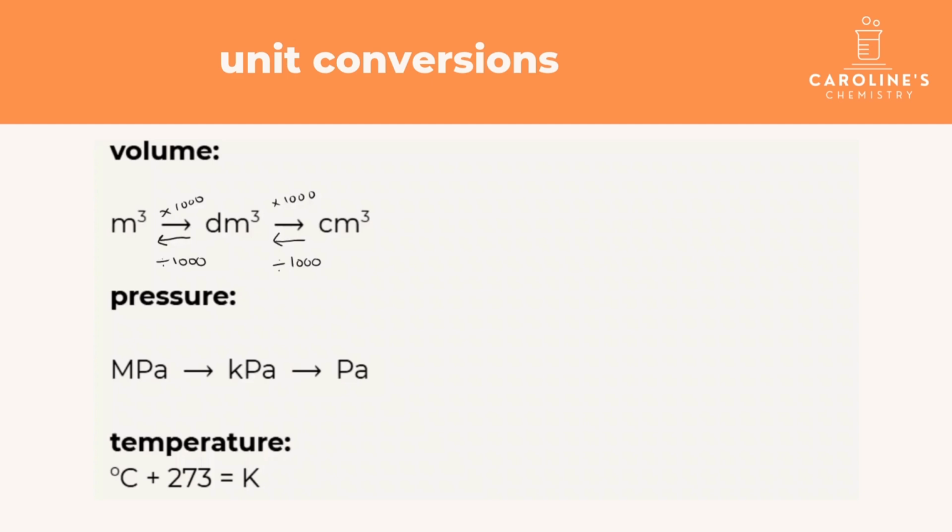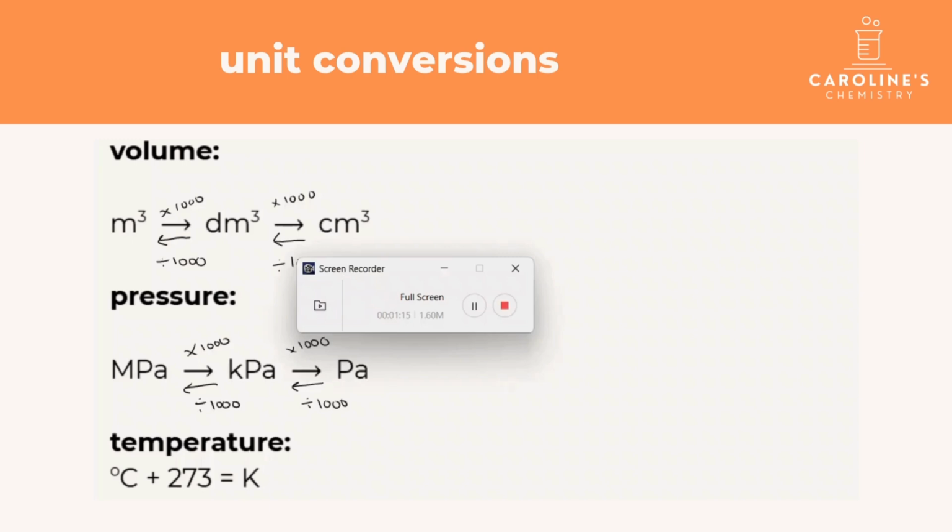Same idea here for pressure. So pascals is the smallest. In order to convert into kilopascals, we divide by 1,000. To go from kilopascals to megapascals, we divide by 1,000. Factor of 1,000,000 overall if you're going from pascals to megapascals, and vice versa if you're going from megapascals into pascals. Temperature is nice and straightforward here. K stands for Kelvin. Remember, you take the degrees Celsius and you add 273.